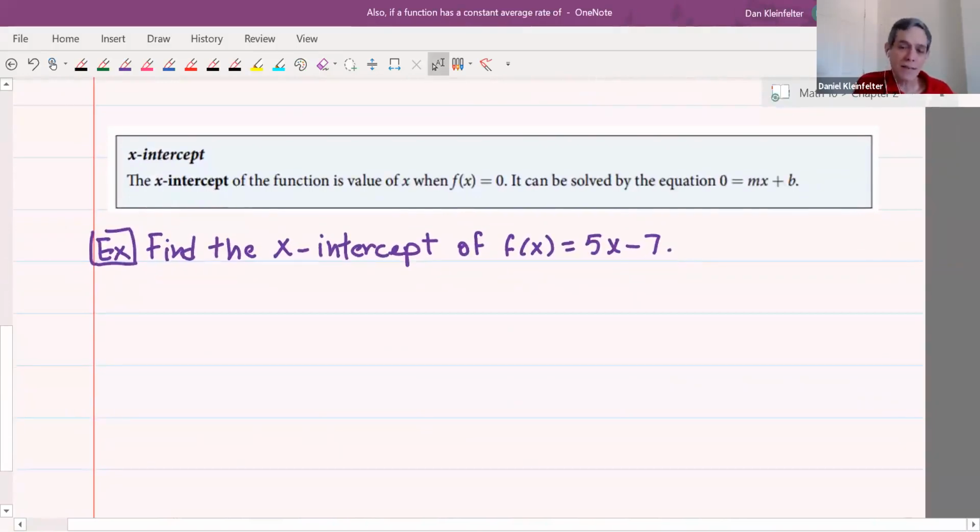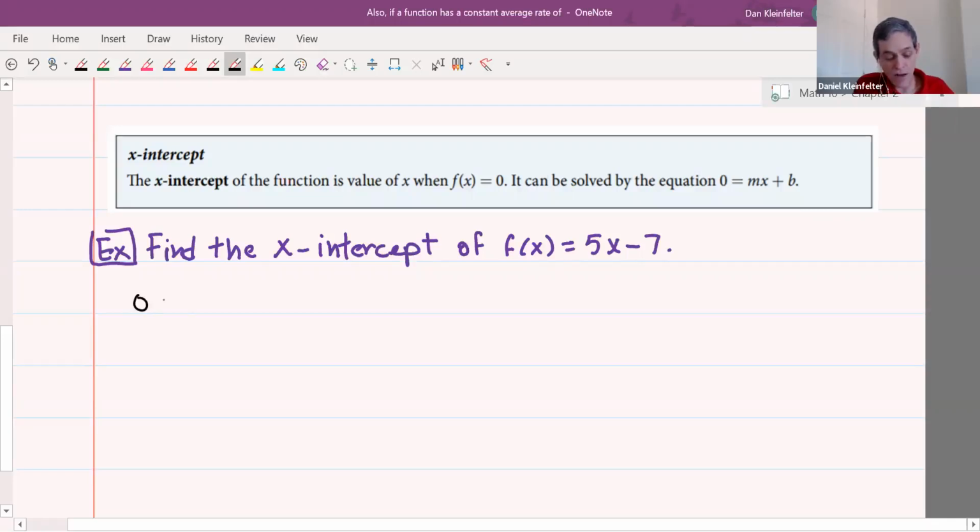Okay, moving on a little bit, we've seen a bit about the y-intercept. It's time to talk about the x-intercept some. The x-intercept of a function is going to be the value of x when f of x equals 0. And we can get it by finding the 0 of this equation, 0 equals mx plus b. So we're solving that. We're going to do it specifically for this function, 5x minus 7.